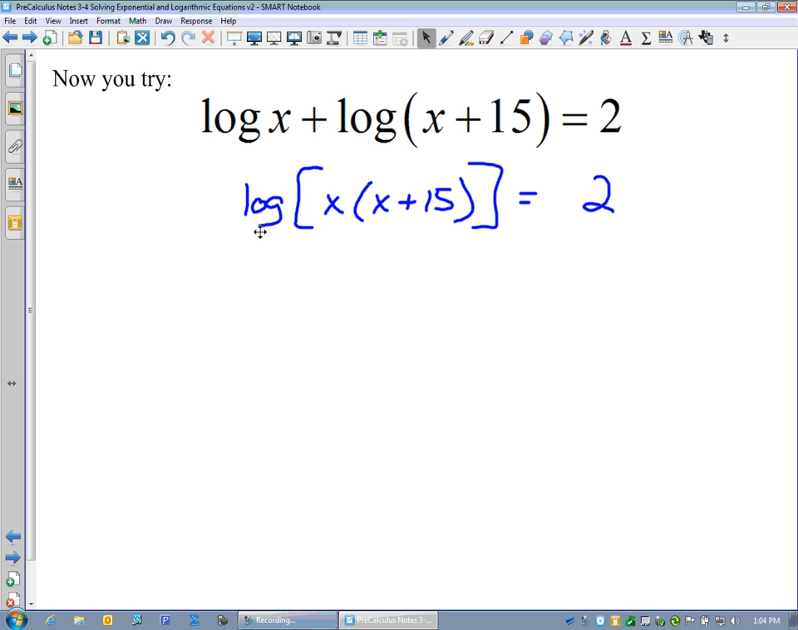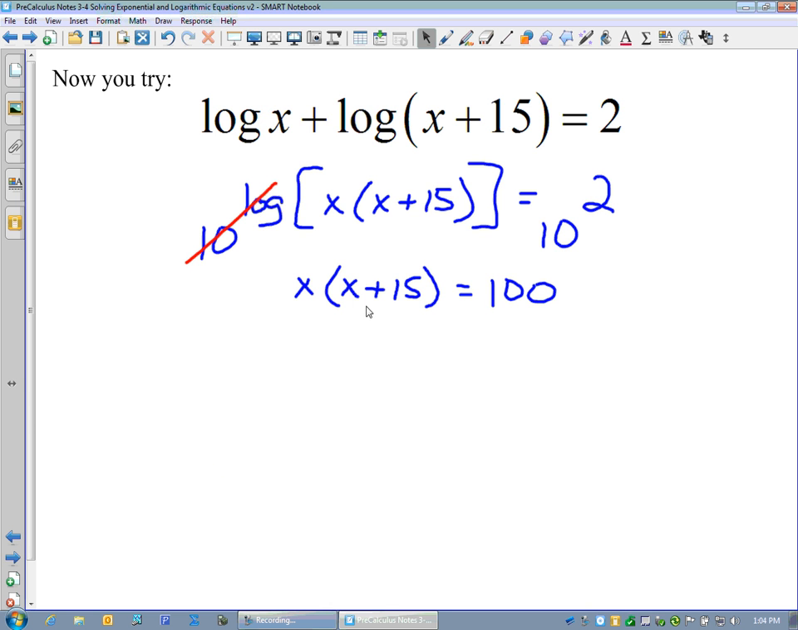Now I want to undo the common log. Even though you don't see a base written here, that means it's common log, which is base 10. So I'm going to exponentiate both sides with 10. That would give me the cancellation on the left side. So that leaves me with x times the quantity x plus 15 equals 10 squared, which is 100.